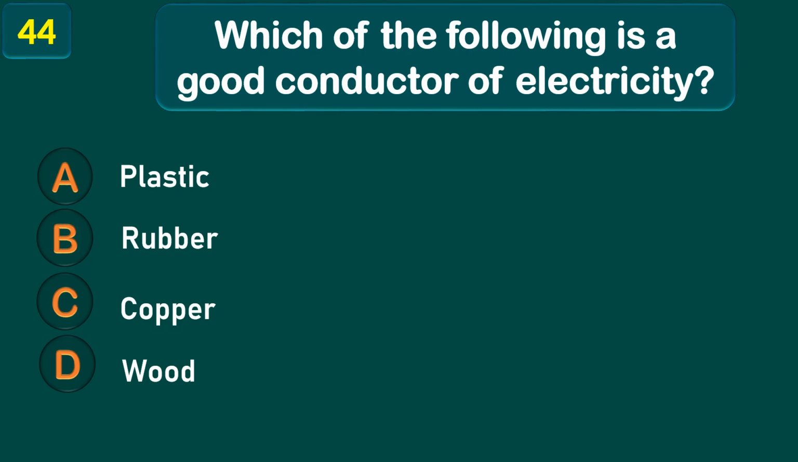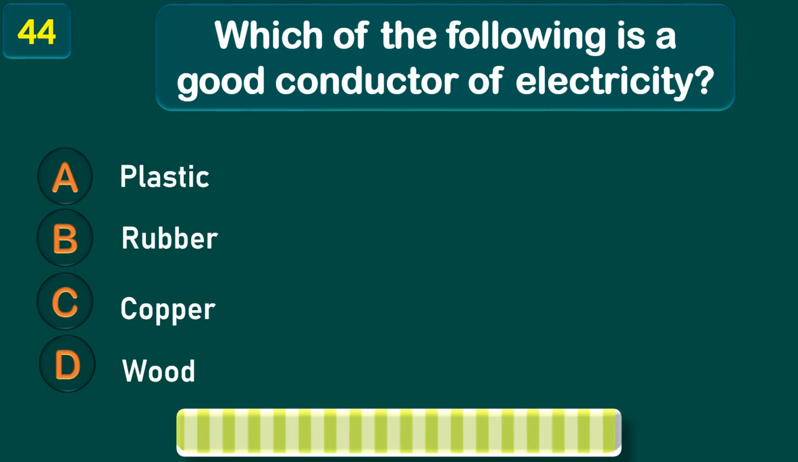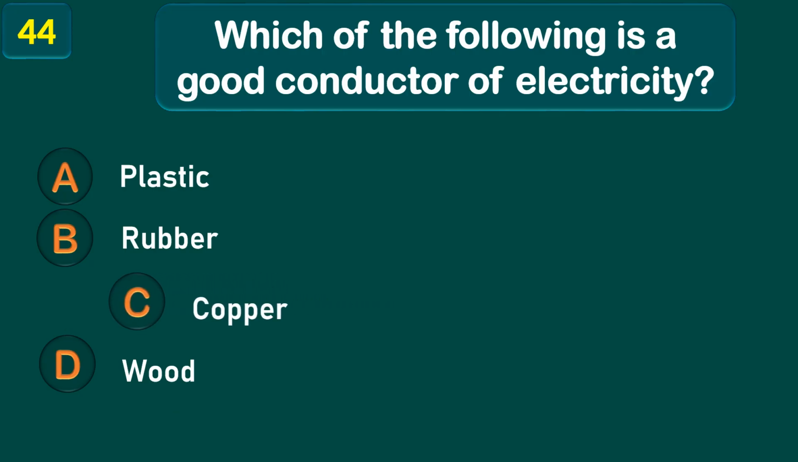Which of the following is a good conductor of electricity? A. Plastic. B. Rubber. C. Copper. D. Wood. Answer: C. Copper.